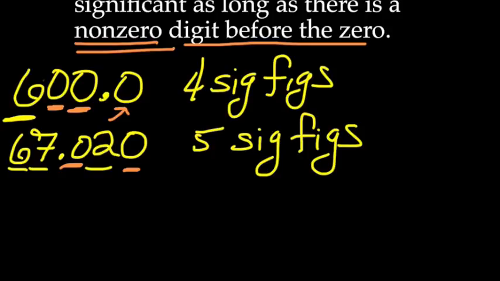All right, how about 200? The 2 is significant because it's a non-zero digit. What about these 2 zeros here? Are they between two non-zero digits? No. Are they before a decimal?